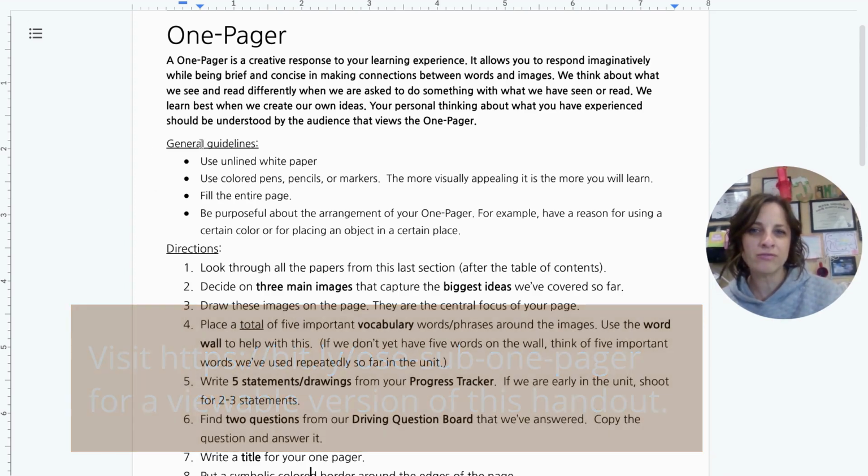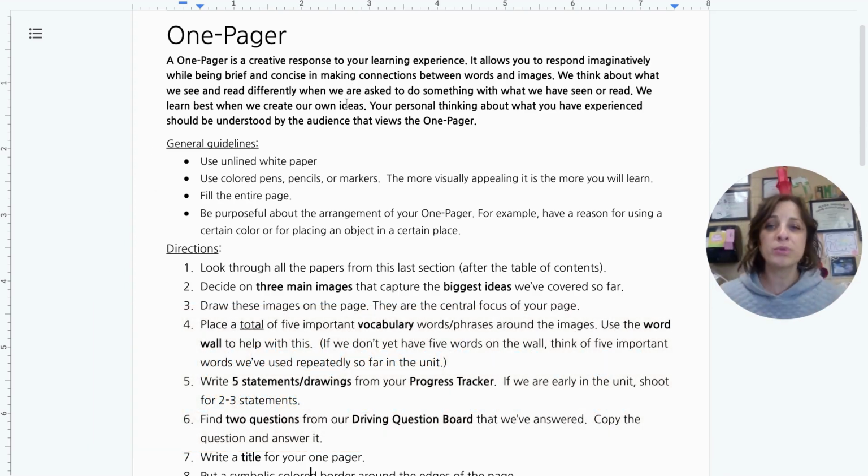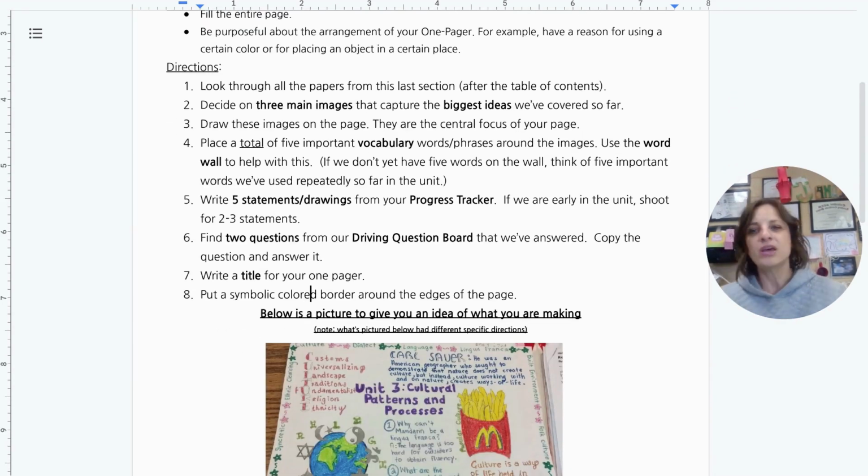Here's some background information, just saying one pagers are great because they're visual, they have color, and they force you to make decisions about what to do on the one pager and the supplies that they need. And then we come here. The first thing that the students should do, after the table of contents, is look at everything we've done so far in the unit and get an overview of what we've covered.